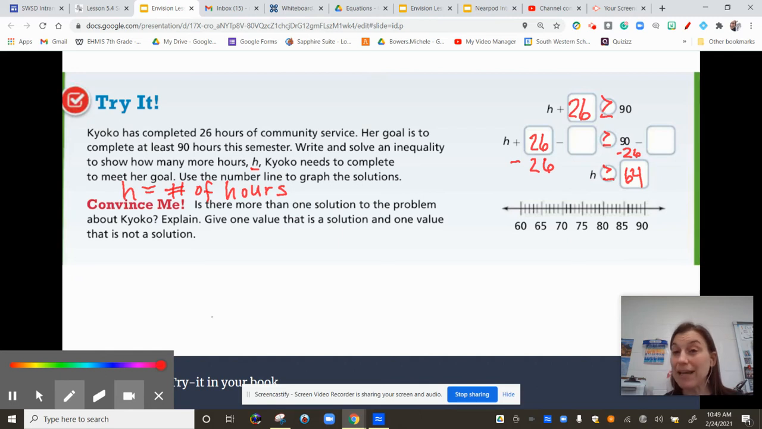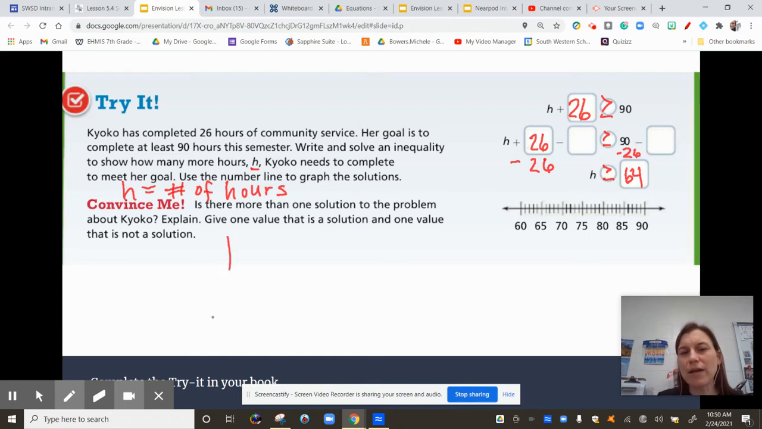Okay, so once I have that as my inequality, I started solving it. Like I said, they always solve horizontally. We solve vertically. So I wrote underneath this 26. I'll write over here: H plus 26 is greater than or equal to 90. So I would subtract 26 from both sides, and I would get H is greater than or equal to 64.